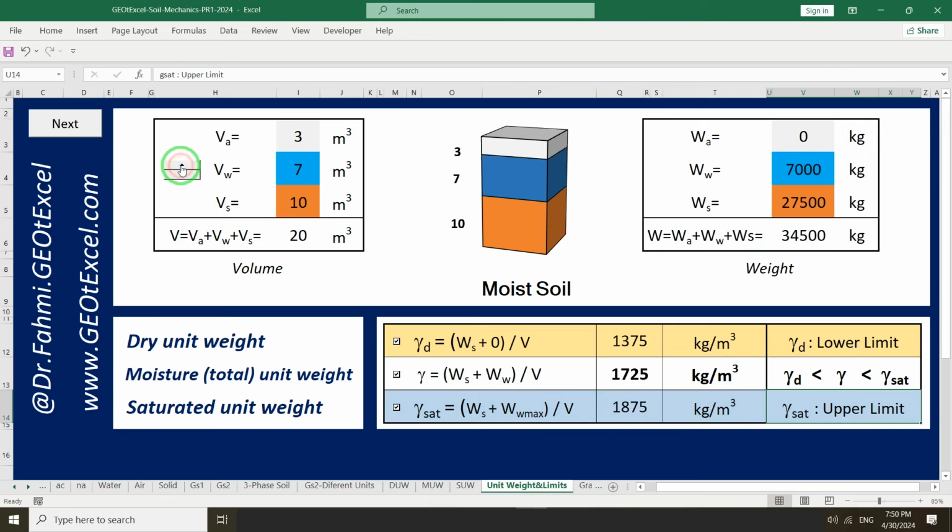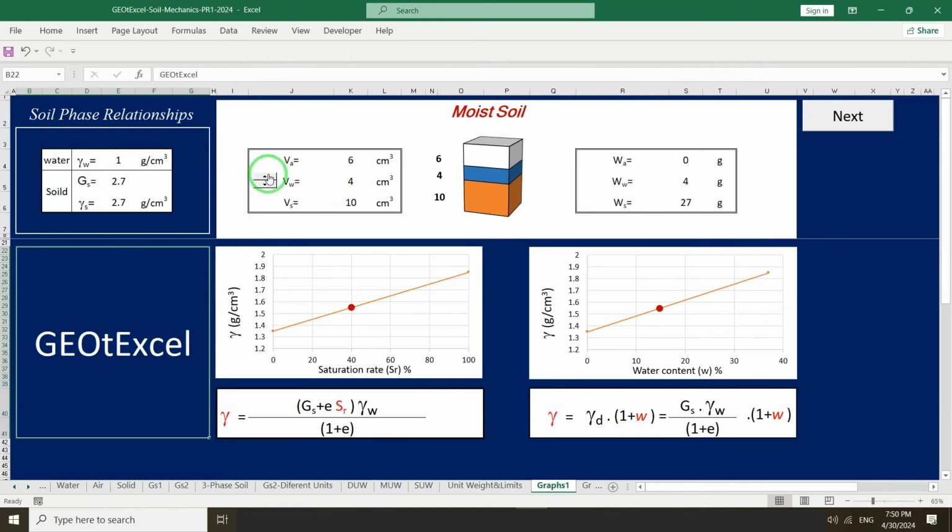Changing the water content, lower limit is constant and upper limit is constant. But unit weight, moisture, or total unit weight is changing with the changing of water volume. The graphs for limits.